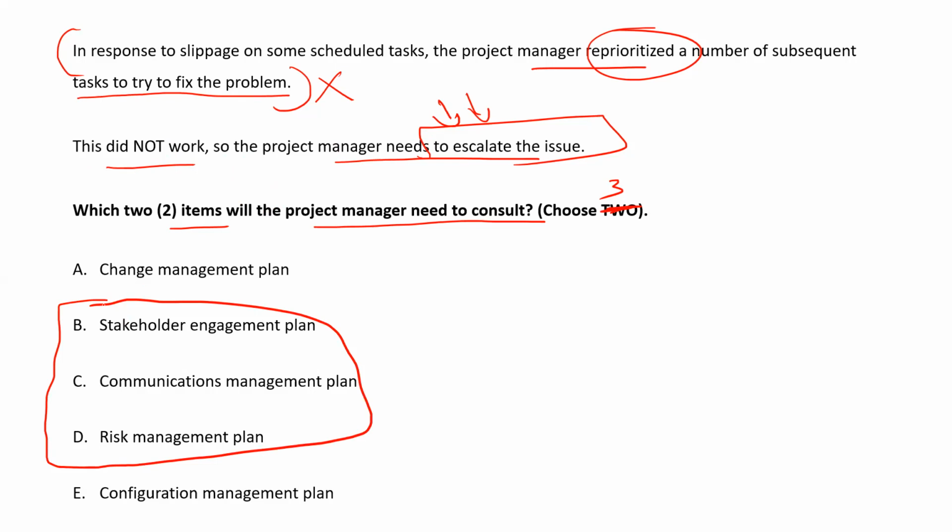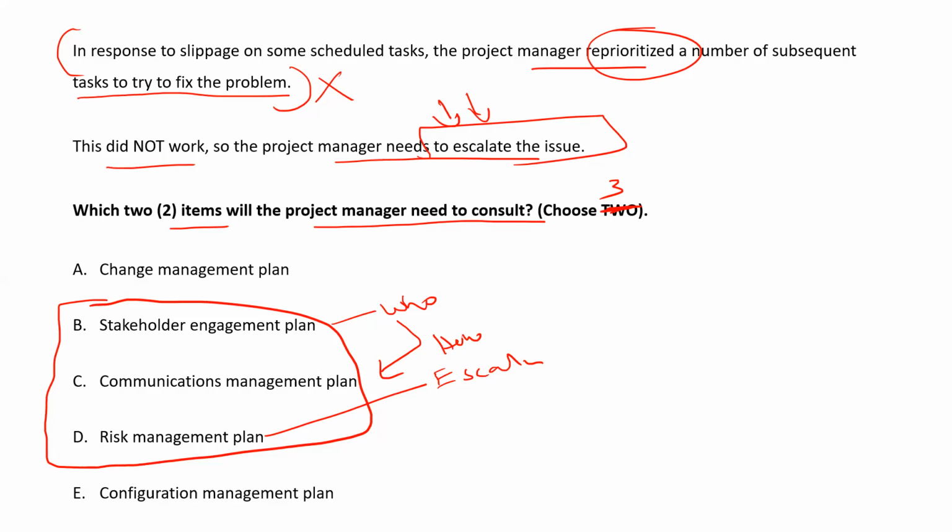Stakeholder communication and risk management plan, right? And what is the risk management plan? If a new risk arrives, in the risk management plan you have defined where to provide the escalation guidelines. And for escalation guidelines, you have to find who is responsible. And then the communication management plan will guide us on how to send to this person. So B, C, and D were the correct answers.